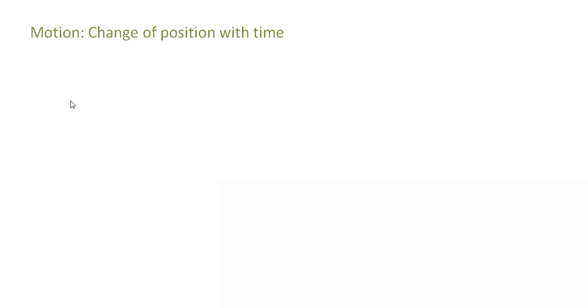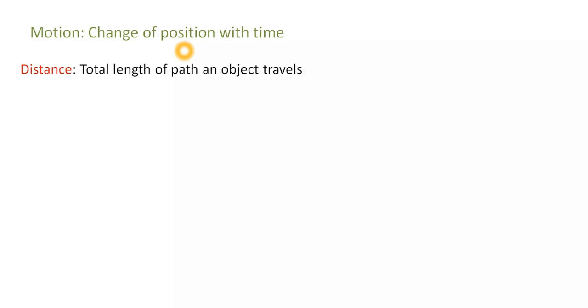Since motion is nothing but the change of position with time, right? So these two quantities will play an important role in describing the change of position, in describing the motion. And these two quantities are distance and displacement. Now let's see what is distance.